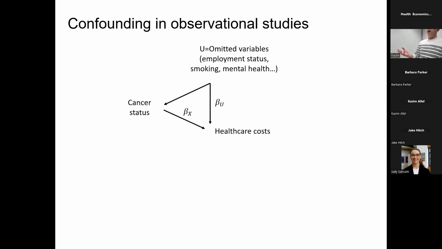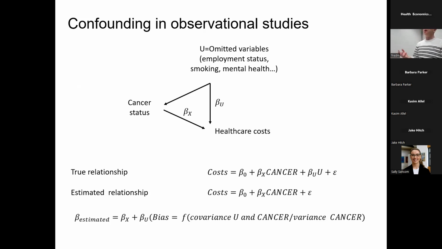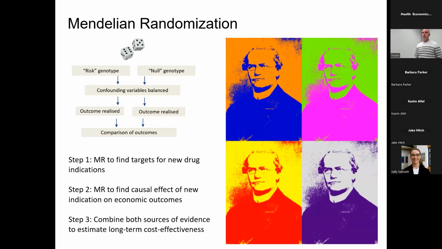This association will be confounded by all of these omitted variables that we know are also associated independently with cancer status, which is the exposure we're interested in, and, for example, healthcare cost as an outcome measure. So if the true relationship is that healthcare costs are a function of cancer and lots of other things, but we naively estimate that association because we don't have knowledge of these other factors that are confounding endogenous variables, then we end up with this biased association. And the extent of that bias will depend on how much covariance there is between these other factors and our exposure variable.